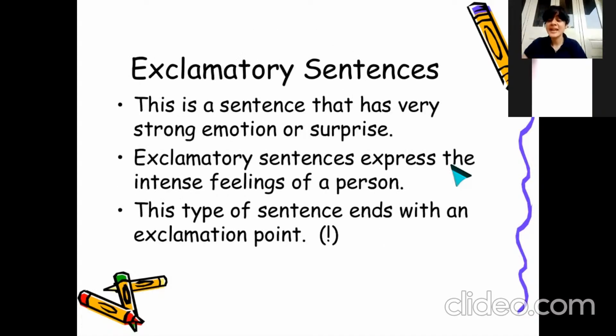Yes, the next type of sentence is called exclamatory sentence. Why? Because it uses an exclamation point. This is a sentence that has very strong emotion or surprise. Exclamatory sentences express the intense feeling of a person. This type of sentence ends with an exclamation point.